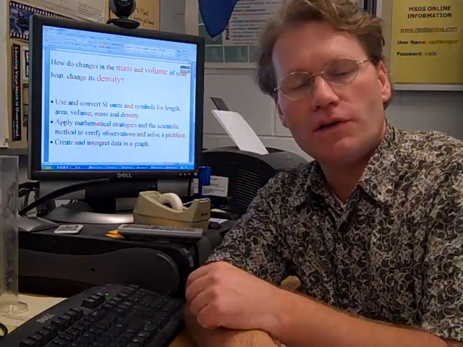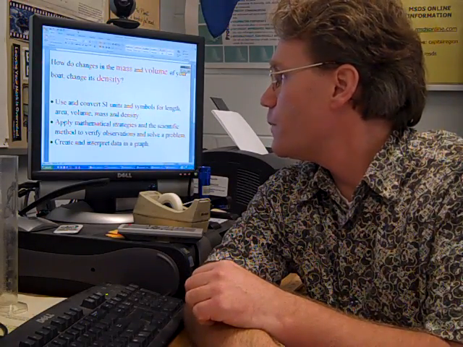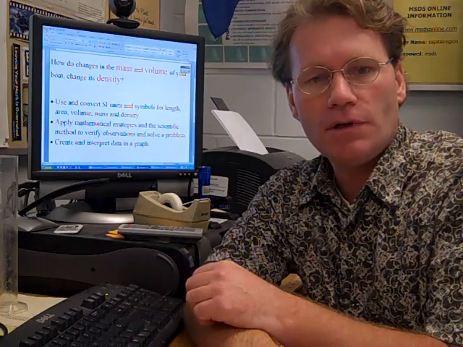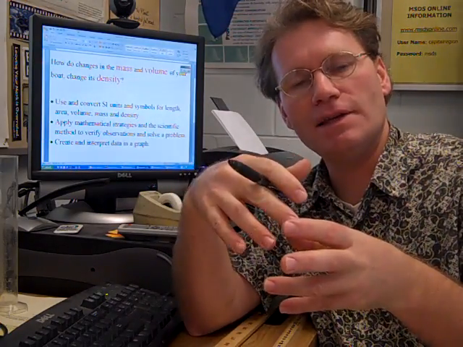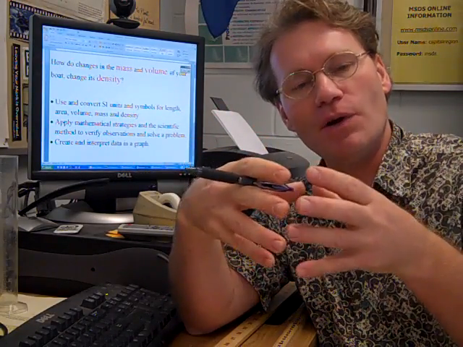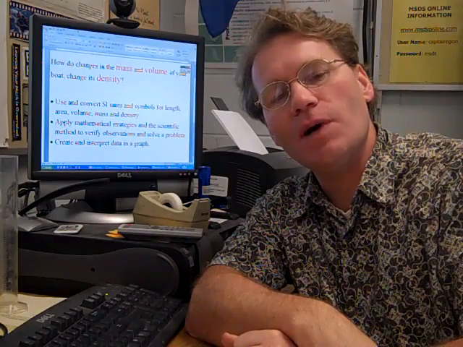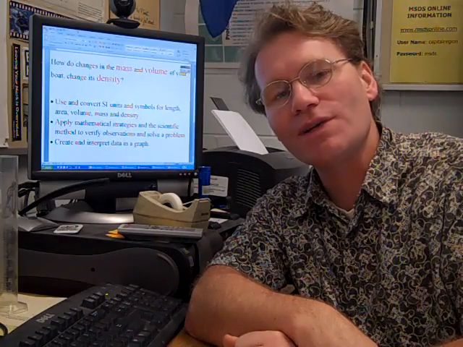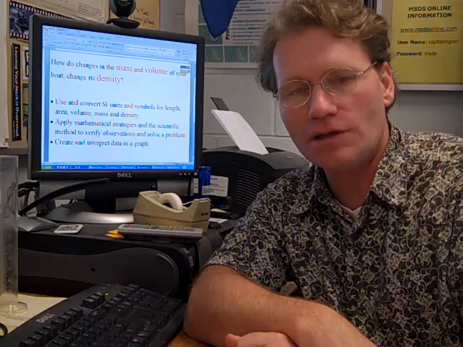So in the end, what was the question? How do changes in the mass and volume of a boat change its density? If you take a boat and you put more mass in it, it becomes more dense. If you take that same boat and somehow stretch it out but don't put any more mass in it, it becomes less dense. So really this is about floating and sinking, but more importantly it's a little introduction to why do things float or sink.